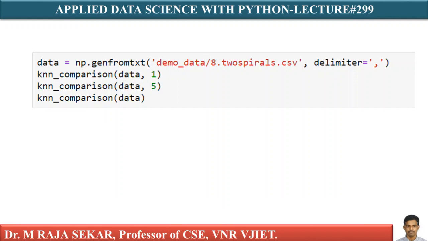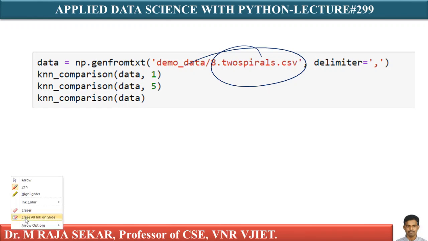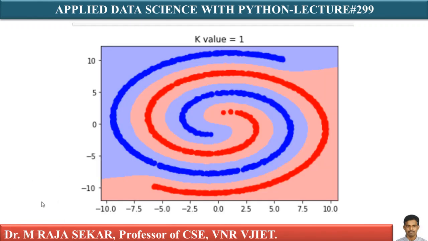A very interesting data set is called the two spirals data set. Now we will try to understand the two spiral data set. That particular data file is known as two spiral.csv. Just observe this one. As I told you, it is a very interesting data set, the two spiral data set. All these are toy data sets.